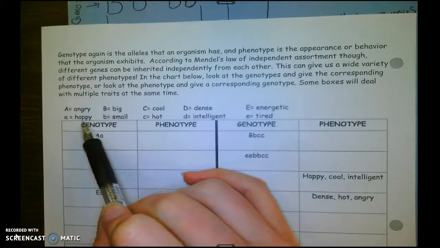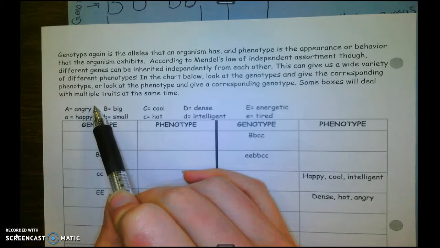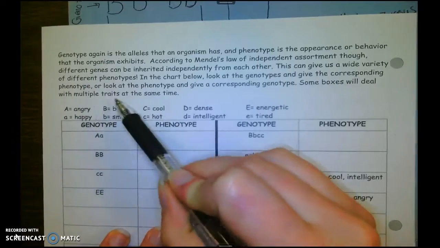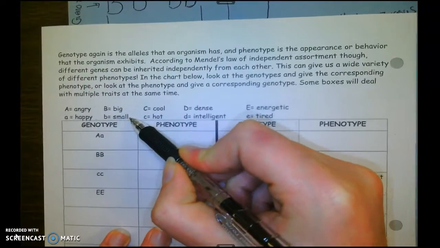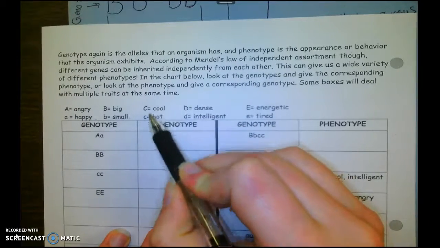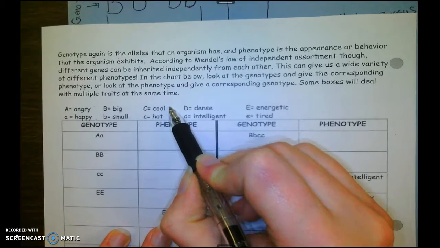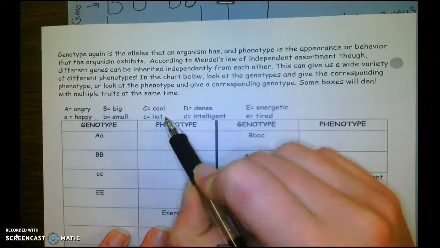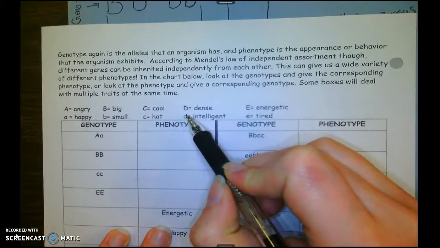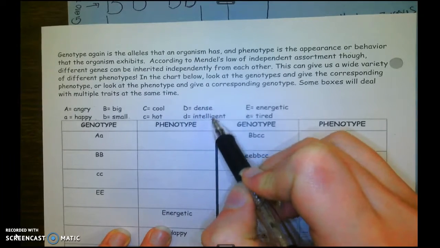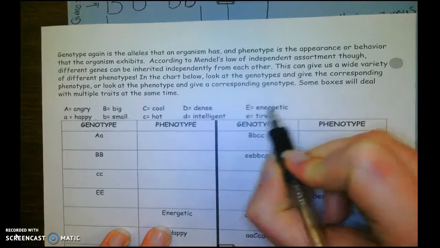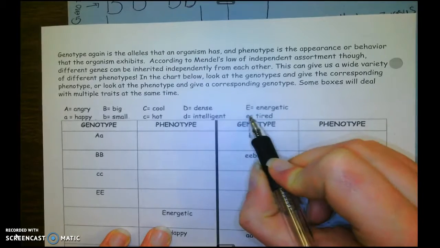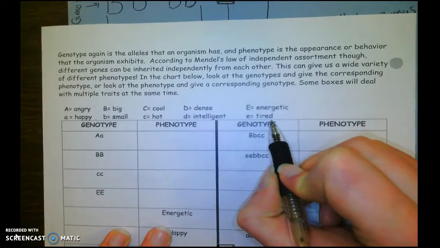We've got A's right here, capitals, angry, lowercase is happy. B's, big B is going to be big, little b is going to be small. For letter C, we have big C is cool, little c is hot. For letter D, we have big D is dense, little d is intelligent. And for E's, we have big E is energetic, little e is tired.